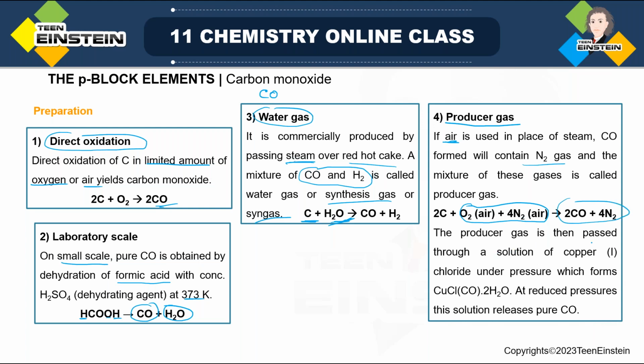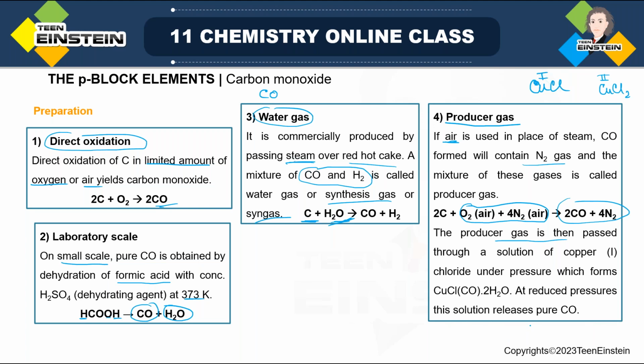Okay. Now from this producer gas, if we want to remove the nitrogen part, or you can say if we want to get only the carbon monoxide, that is the separation of CO from this mixture, then what we have to do is the gas is passed through a solution of copper 1 chloride. Copper 1 chloride is cuprous chloride, where the oxidation state of copper is +1. Cupric chloride is CuCl2, where the oxidation state is +2. So try to understand the difference. It is copper 1 chloride.